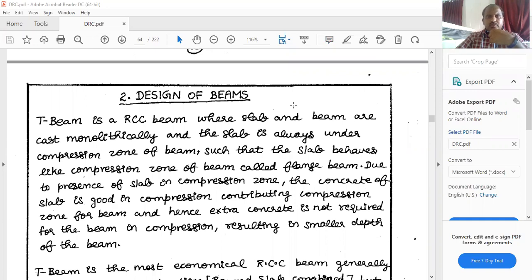So welcome to everyone. The topic is the design of beam. A T-beam is an RCC beam where the slab and beam are cast monolithically and the slab is always under the compression zone of the beam, such that the slab behaves like the compression zone of the beam, called the flange of the beam.